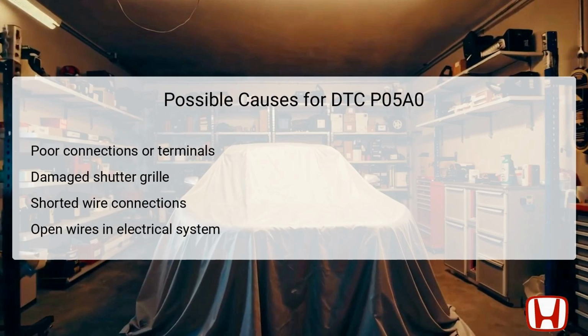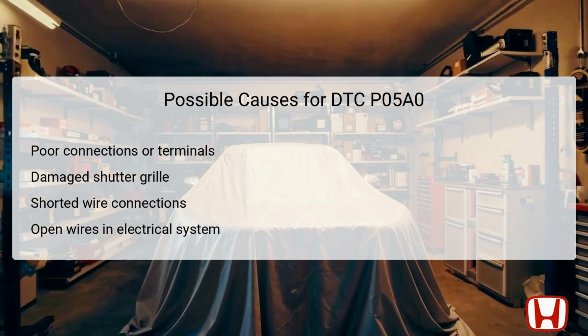Multiple factors could lead to a P05A0 code being triggered. First, poor connections or loose terminals at the shutter grille or under the powertrain control module, PCM, could interrupt functionality. Second, physical damage to the shutter grille itself can prevent it from operating correctly.